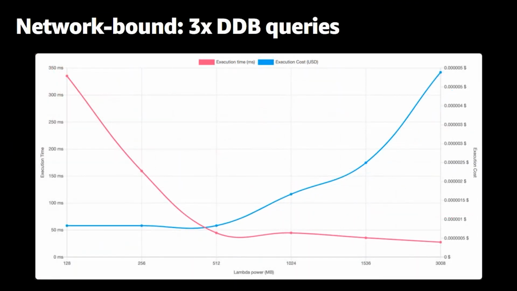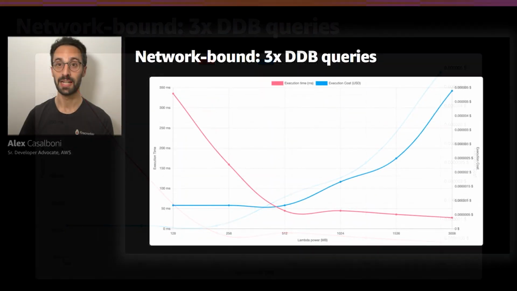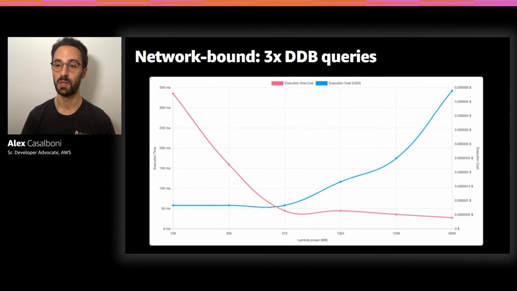Another example, with DynamoDB queries this time. Imagine you're doing 1, 2, 3 DynamoDB queries in a row. What typically happens is that because you're not paying the cost of instantiating the connection every time, unless you're using Keep Alive, you can see a pretty interesting benefit in adding more power.